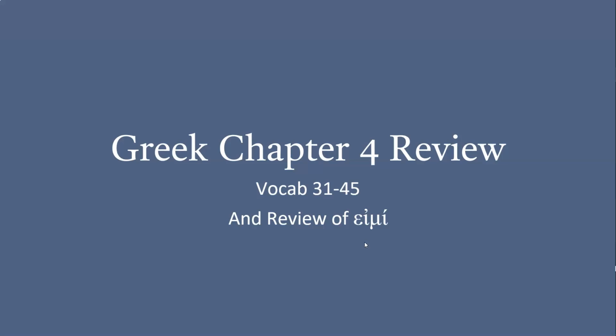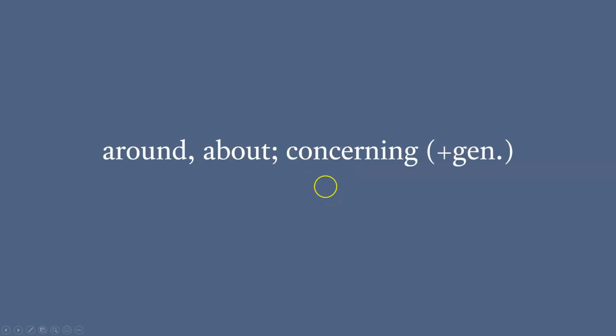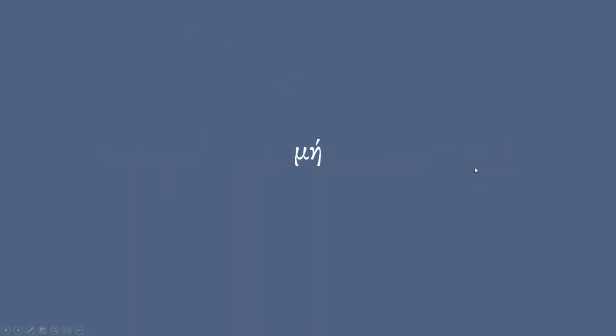So when we come to the words for today, peri, we get a word like perimeter from this word, and it means around, the measure around, and it takes the genitive case.